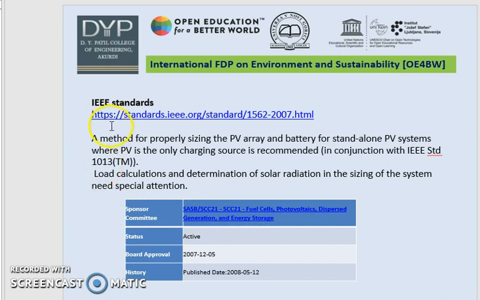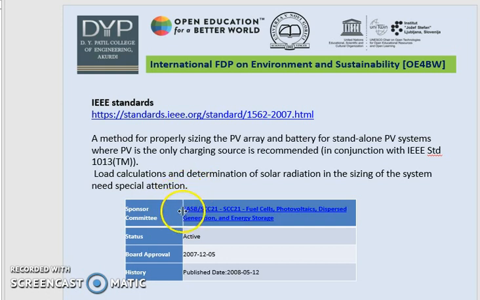IEEE standards, this is the link for the IEEE standard related to the PV array. A method for properly sizing the PV array and battery for standalone PV systems where PV is the only charging source is recommended. Load calculations and determinations of solar radiation in the sizing of the system need special attention.